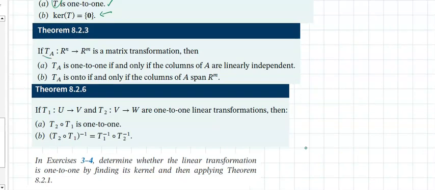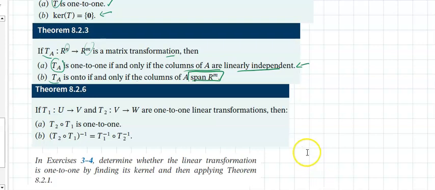If the linear transformation from Rn to Rm is a matrix transformation, then the transformation of A is one-to-one if and only if the columns of A are linearly independent. And the transformation of A is onto if and only if the columns of A span R sub m. Now, we'll talk about how to check that really quickly when I get to the examples.